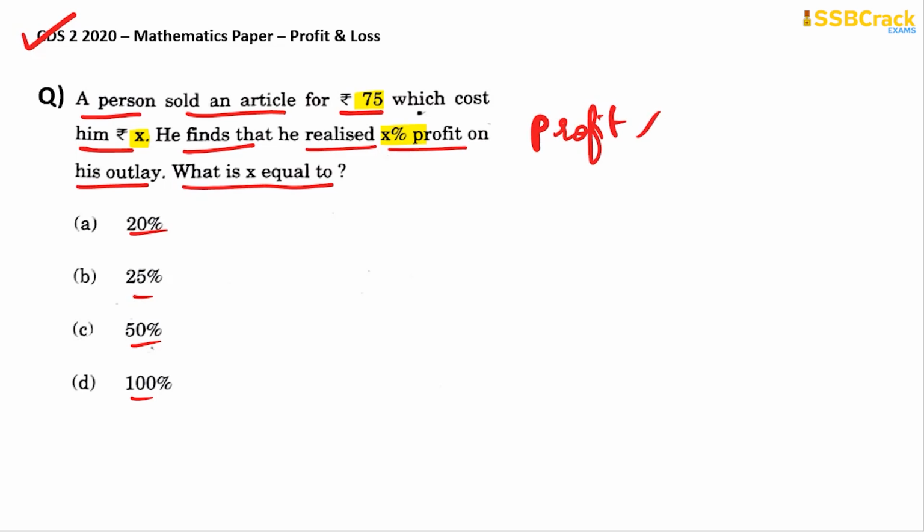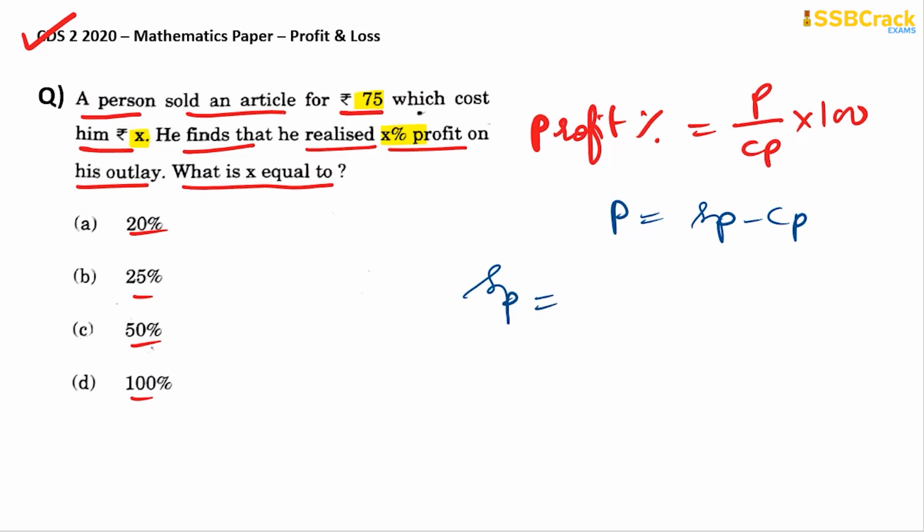Profit percent is defined as profit upon CP into 100, wherein the profit P is calculated by SP minus CP. We know in this particular example, SP is rupees 75 and CP is rupees X, whereas the profit percent is given to be X%. Hence, on the next line, substitute the values in the formula. So X is equal to 75 minus X upon X into 100.